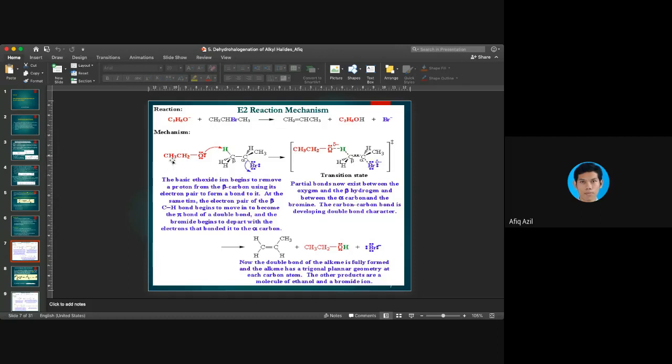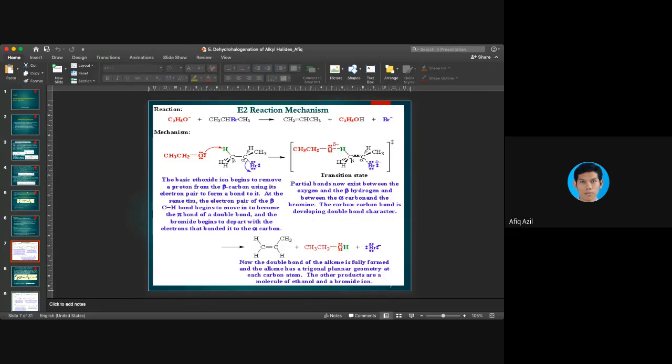Okay, so what happened? This ethoxide comes in and attacks this hydrogen. So, like SN2, it has a transition state. Okay, transition state. So when you draw a transition state, you must draw this bracket kat luar. If you don't draw this bracket, people don't know that it is a transition state. Okay, you cannot assume people will know that this is a transition state when you draw. You must have this bracket outside.